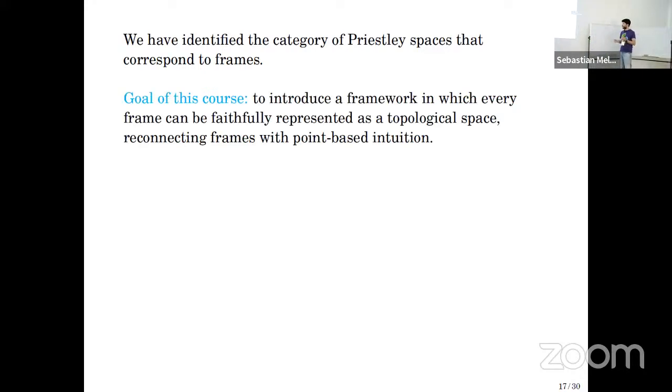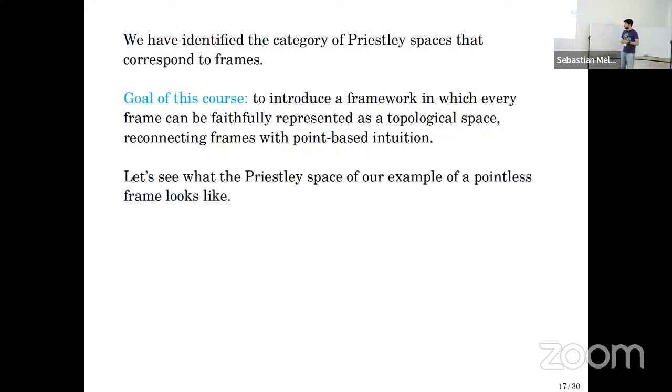That was the goal of this course: introduce a framework in which every frame can be faithfully represented as a topological space and reconnect frames with their point-based intuition. So from now on, I want to show some examples of how we describe point-free notions in this framework. If you remember, in the beginning, I had this example of a pointless frame, this complete atomic Boolean algebra.